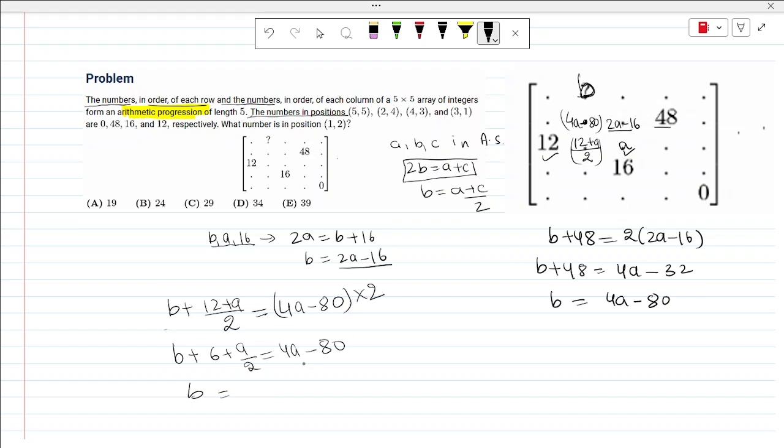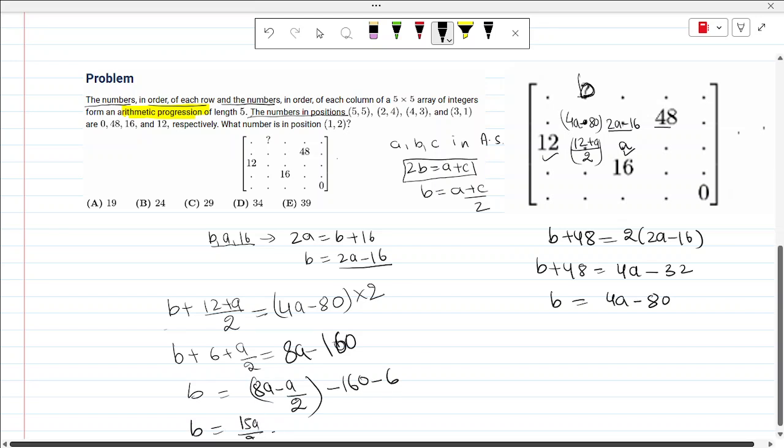Okay, 2 times the middle number, so what will this become? It will become 8 times a minus 160. So the blank will become 8a minus a over 2, and negative 160, negative 6. So the blank will become what? 15a over 2 minus 166.